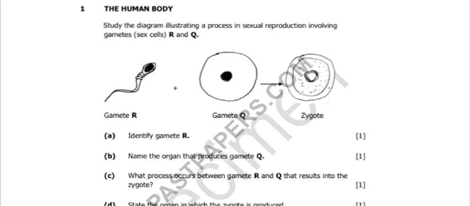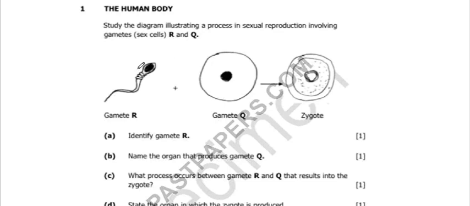For section B, we've got 10 questions, and these are short answer questions. We can get into writing and answering these questions. The first question is on the human body, and it says, study the diagram illustrating the process in sexual reproduction involving gametes, which are simply sex cells, R and Q. So we've got gamete R, this one, we've got gamete Q, and we've got a zygote being formed.